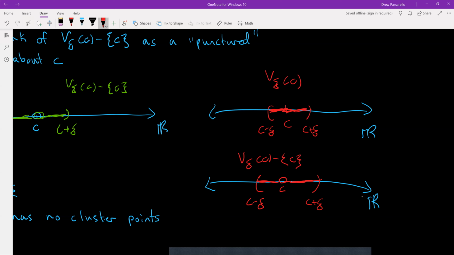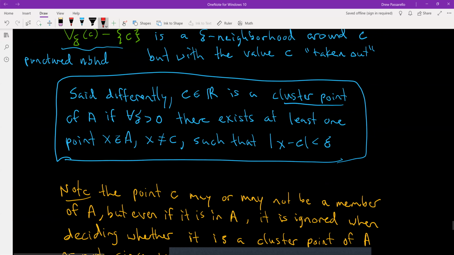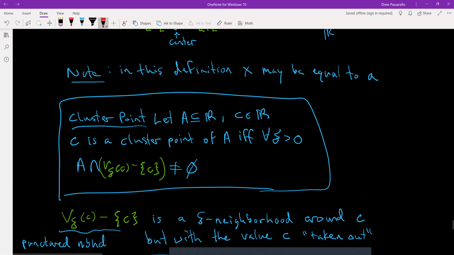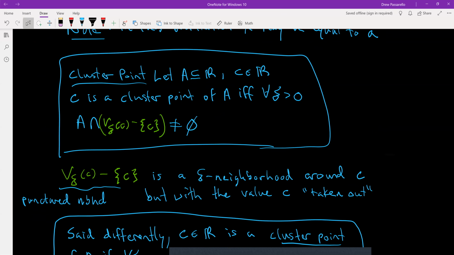All right, instead of saying delta neighborhood around C, subtract out C, I'm going to be calling this a punctured neighborhood around C. And the neighborhood I'll abbreviate NBHD. So you have a punctured neighborhood around C. And then, C is a cluster point if for all punctured neighborhoods around C, the intersection with A is non-empty.